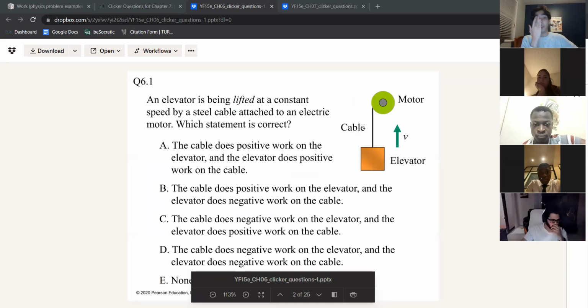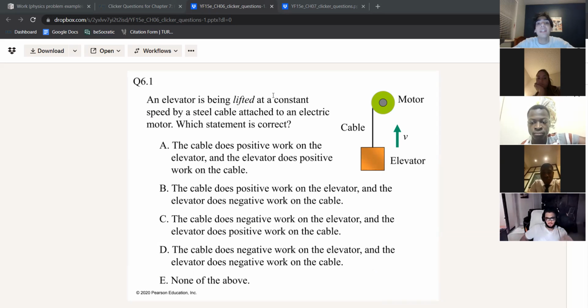All right, question 6.1. I'm just going to read it out loud, and then after a second we can discuss and see what our general thoughts are on what the answer might be. The question is: an elevator is being lifted at a constant speed by a steel cable attached to an electric motor. Which of the statements are correct? I'm not going to read those out loud, but you can see them down below. I'm sharing my screen.